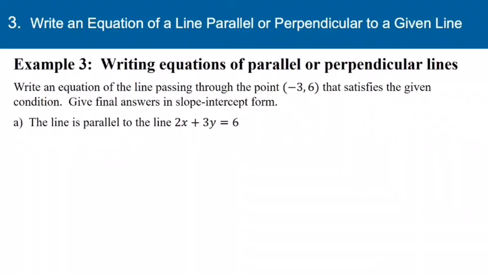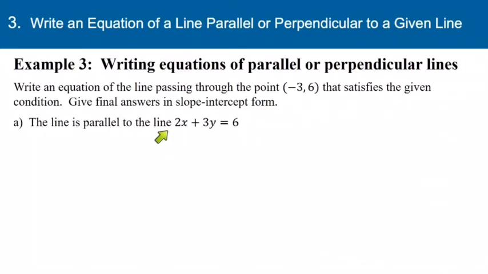So this example says, write an equation of a line passing through the point -3, 6 that satisfies the given condition. So we'll have a part A and a part B. The condition for part A is that our new line needs to be parallel to the line 2x plus 3y equals 6. Okay, how do you know if two lines are parallel? Well, of course, if they're parallel, they have the same slope. So in order to know that the new line is going to be parallel to this line, we'll have to make sure that they have the same slope. So we need to find out what the slope of this line is.